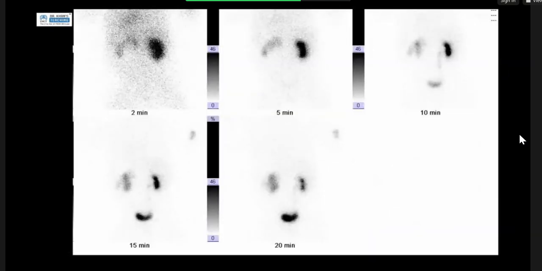So this is uptake in the normal right kidney. We normally do the AP, posterior, so PA posterior. So the right is on the right of the screen and the left is on the left of the screen. So this is normal uptake and excretion in that right kidney. You can see there's actually tracer going down the ureter into the bladder.